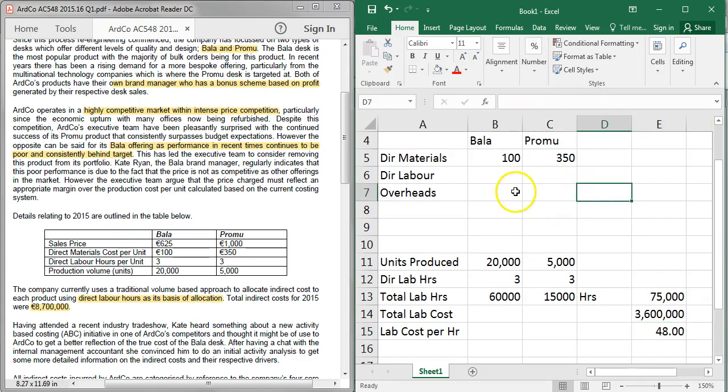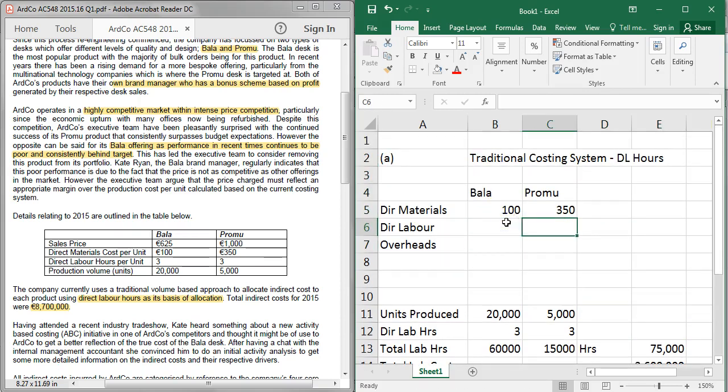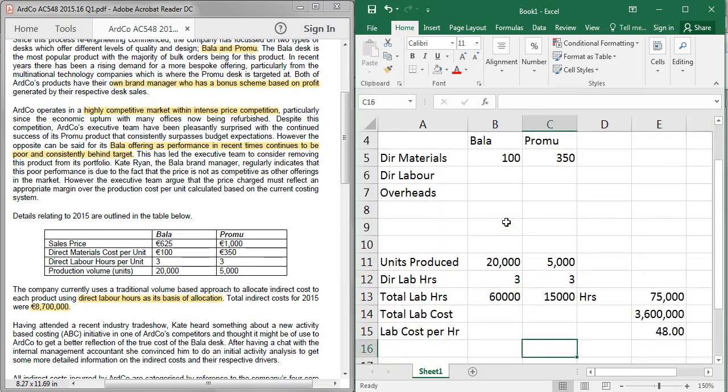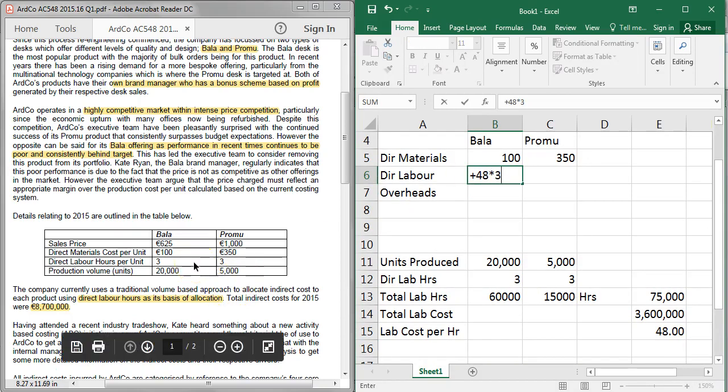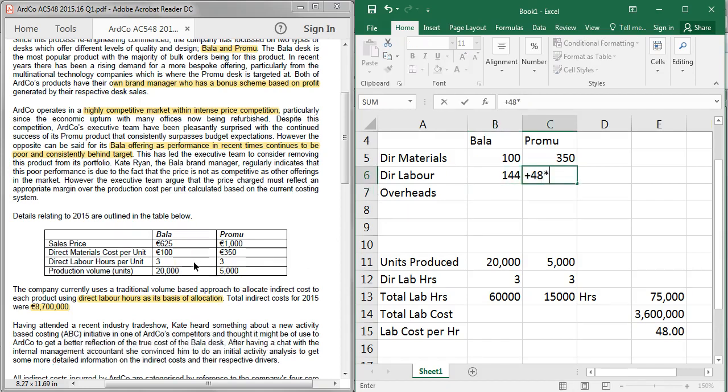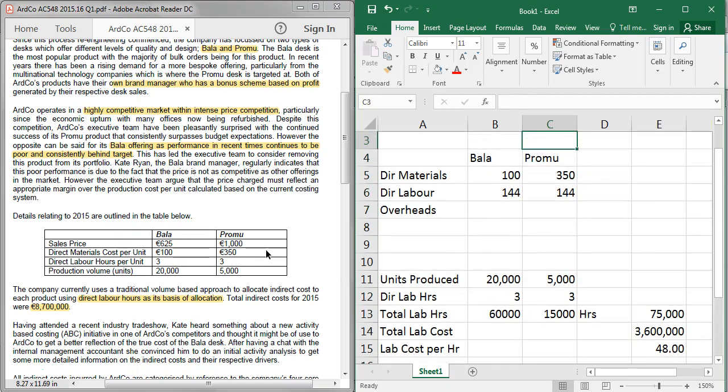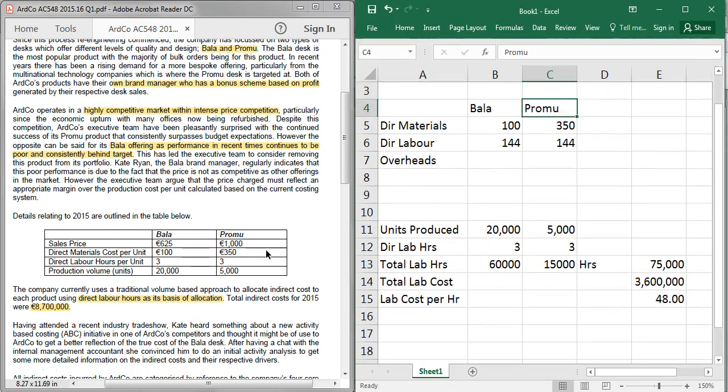So you're saying the labor cost per hour is 48, and that means the direct labor cost per unit, which we want, is 48 times 3, because each unit takes 3 labor hours. So the labor cost for each unit, and they actually happen to be the same, because both of them happen to take 3 hours each. So in that case, you're going to charge 3 times 48 is €144 for each unit. So now we have both our direct costs. The direct cost of BALA is 244, direct cost of promo is 494.